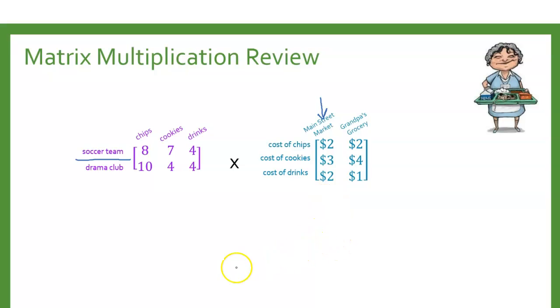So how would we calculate that? How would you calculate how much the chips would cost? Well, we'd need to take the quantity of chips and multiply it by the cost. So 8 times 2 for the chips for the soccer team. And then we need to do the same thing with the cookies, 7 times 3. And of course we'd add that, right? Because the amount of the chips plus the amount of the cookies plus the amount of the drinks is the total amount. And then finally the cost of the drinks, 4 times 2. And that would equal 16 plus 21 plus 8, which is 45.